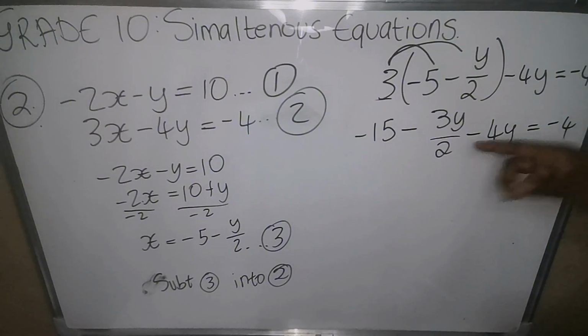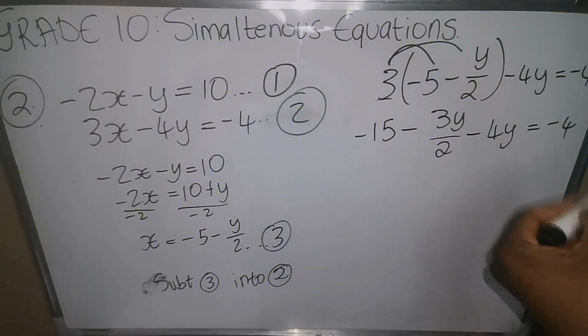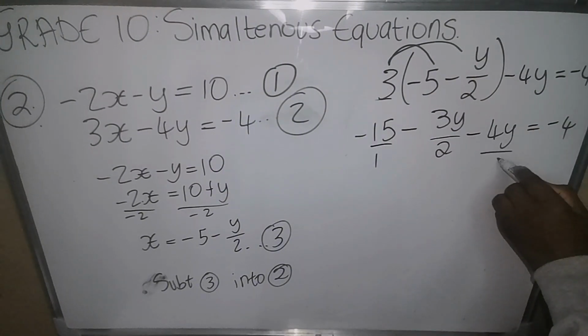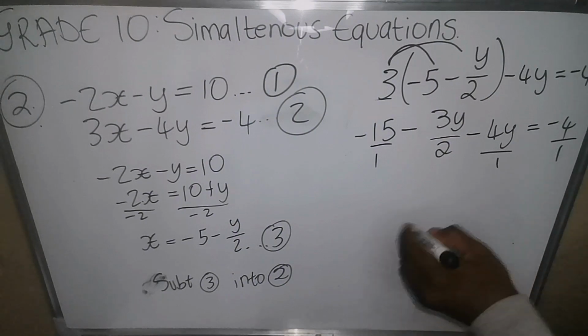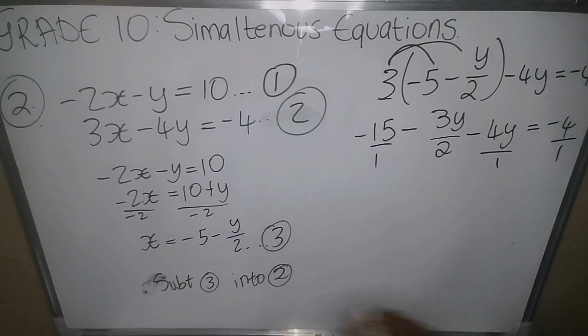Now we've got a fraction here. If you've got fractions here, you must remove them also. How do you remove a fraction? By finding the lowest common denominator. LCD. Let me just write it here. LCD.